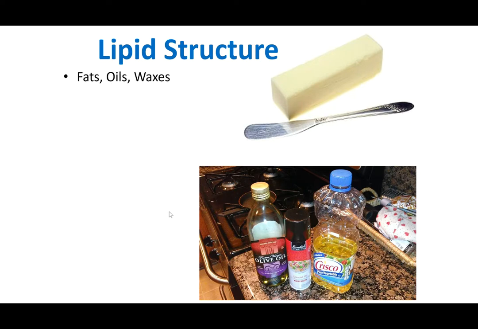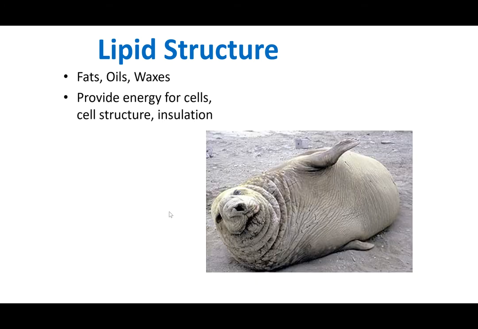Well, we're really talking about fats, oils, and waxes. So, stuff that you eat like butter, vegetable oil, Crisco, stuff like that. They're used to provide energy for cells. They also help with cellular structure and insulation, like this pleasant sea doggo. He has lots of lipids.